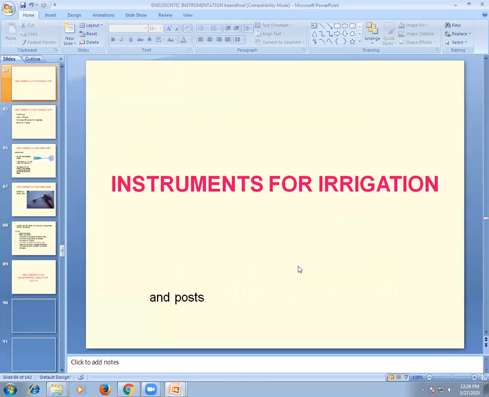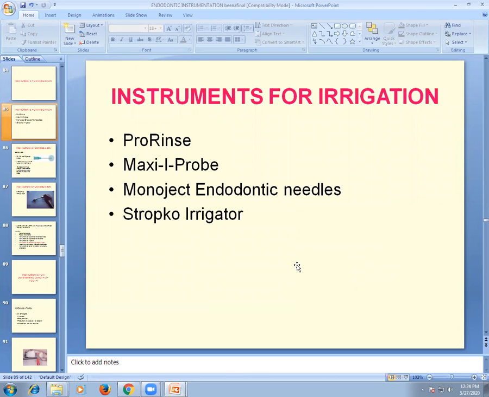Now coming to the instruments for irrigation, there are Pro Rinse, Maxi Pro, Monoject endodontic needles, and the Stropko irrigator.